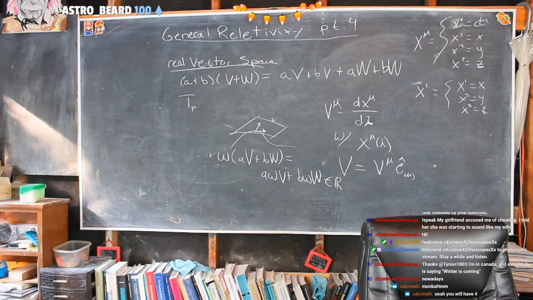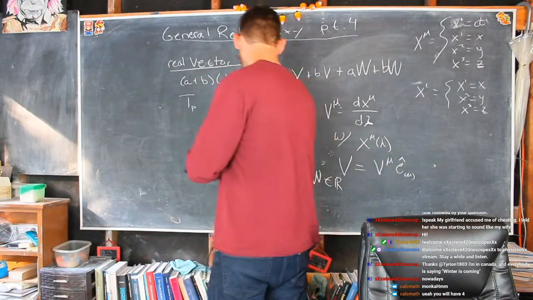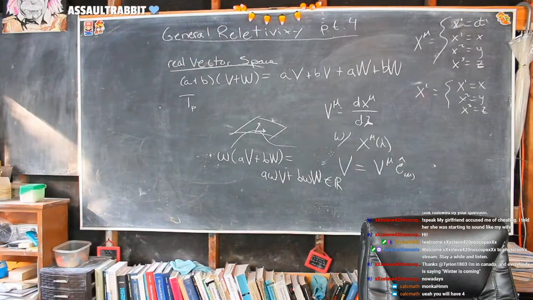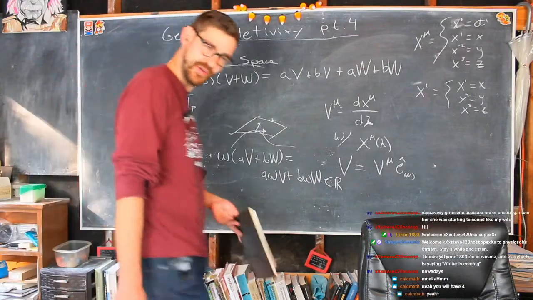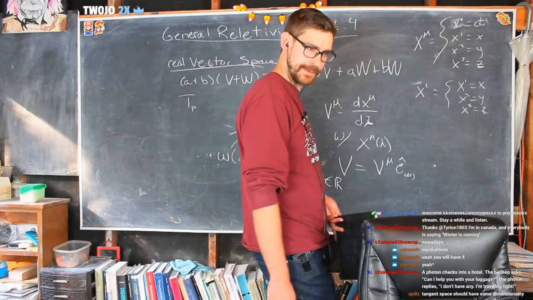It's a Greek letter, so I'm assuming it's going to run over 0 through 3, right? But I guess I don't know exactly what that would look like. Yeah, you will have 4. Okay, I assume that, but I don't know what that looks like. You know what I'm saying? Because it's a tangent plane.